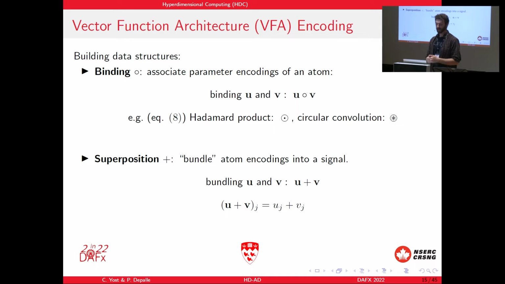And then the other operation is the superposition operation, which we use to bundle atom encodings together to encode the signal. It's written with just a plus sign, and it is done by the element-wise sum between the elements of the two hypervectors.